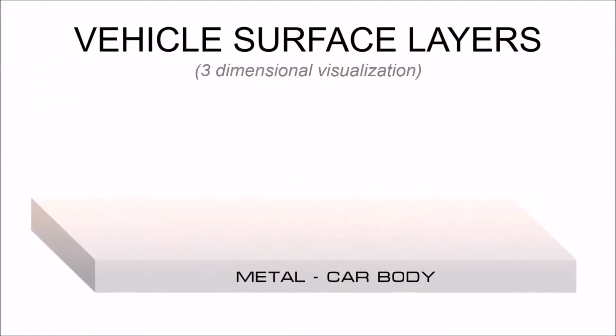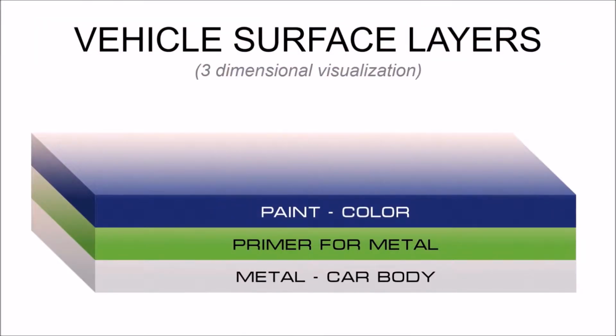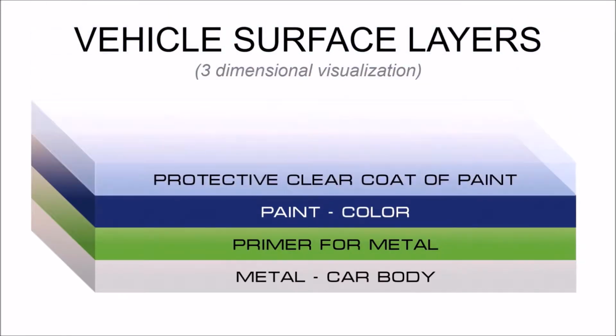The first layer is the metal from which the vehicle body is made. The second layer is the primer coating of the vehicle's metal body. The third layer is paint, in our case blue. And the last, fourth layer is a transparent protective coat of paint.